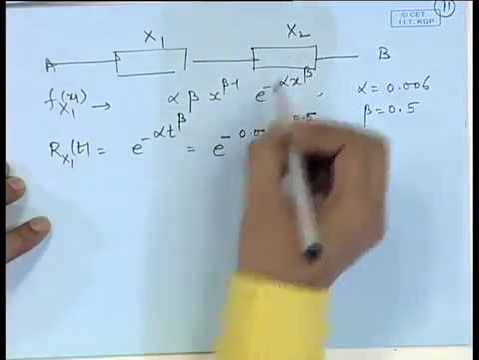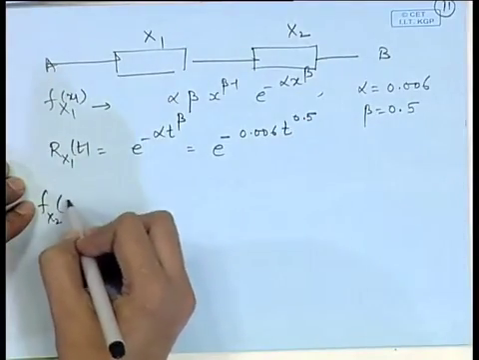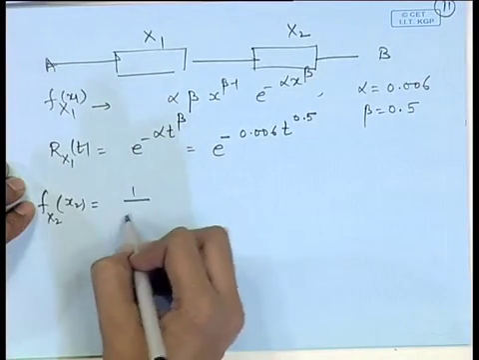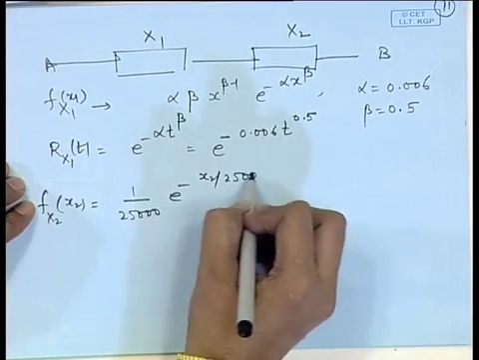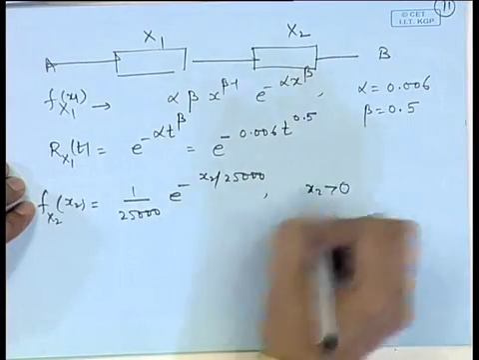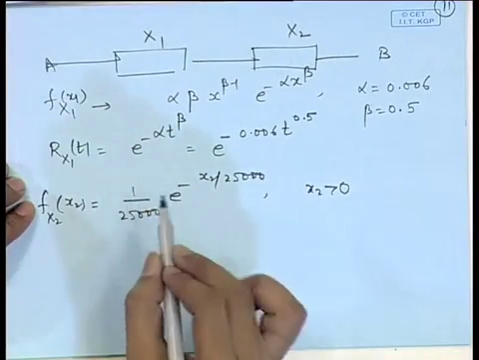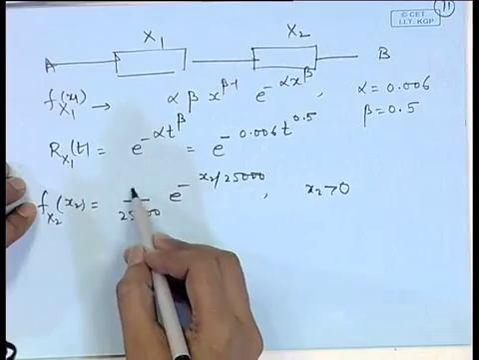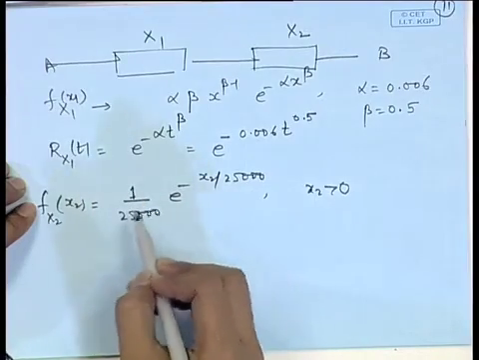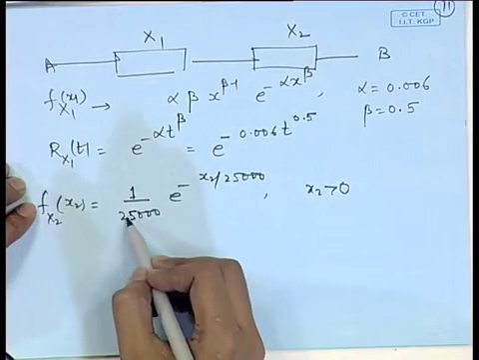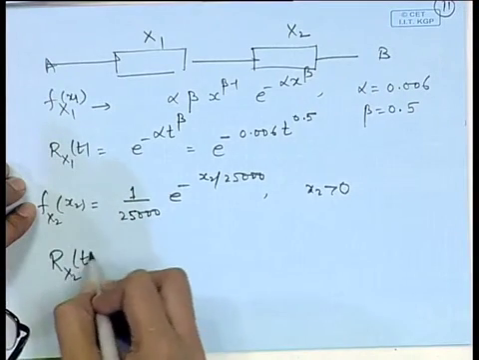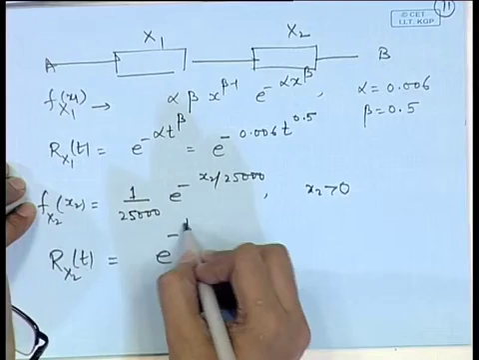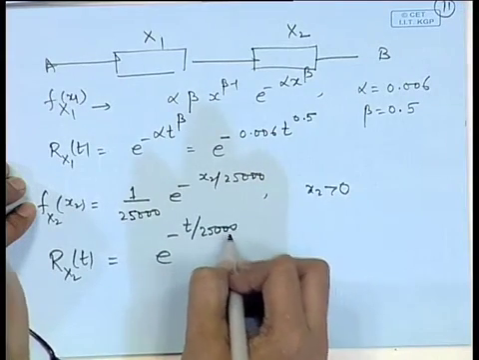If we look at the second component, that is exponential distribution with mean 25,000. The density function will be, because the mean of the exponential distribution with density lambda e to the power minus lambda x is 1 by lambda. So, if the mean is 25,000, lambda is 1 by 25,000, and the density function will become 1 by 25,000 e to the power minus t by 25,000. So, the reliability of this is equal to e to the power minus t by 25,000.